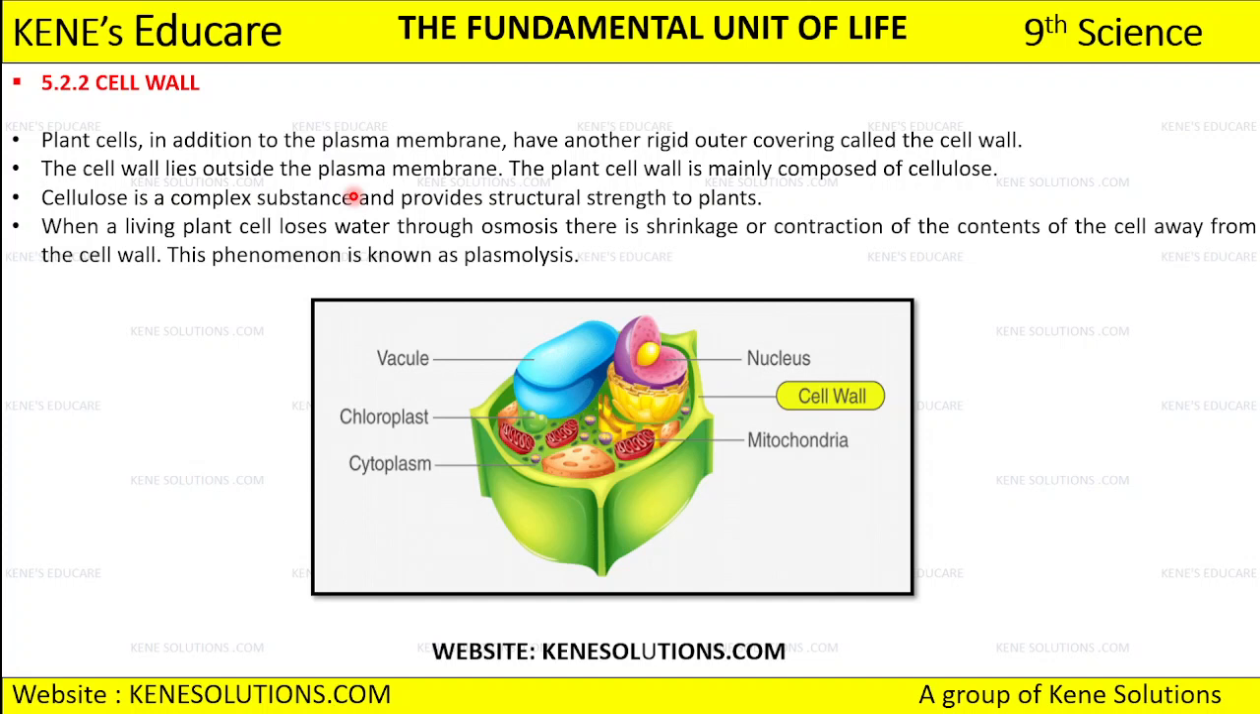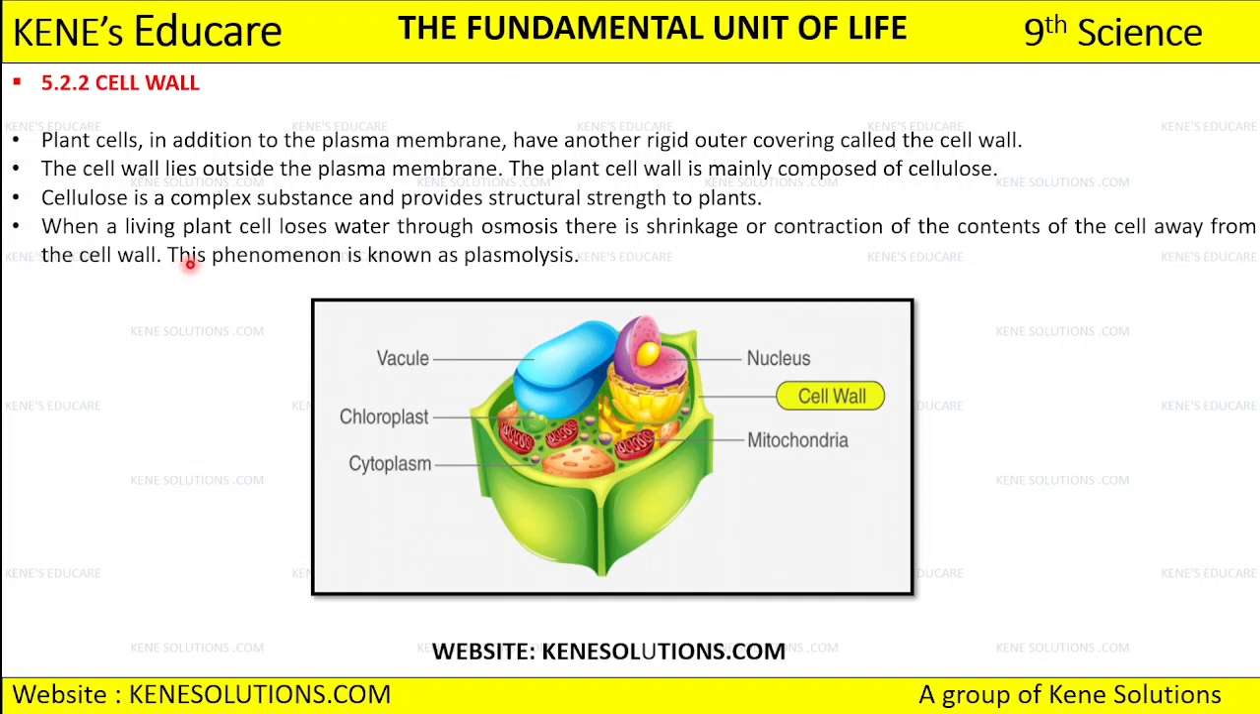What is the plant cell wall made of? Plant cell wall is composed of cellulose. Okay, so what is cellulose? Cellulose is a complex substance which provides structural strength to the plant, because I told you that this is a rigid outer covering. Rigid means hard. So the cell wall is a hard outer covering which gives structure to the plant. Why is the plant getting that structure? Because the plant's cell wall is mainly composed of cellulose, and cellulose is a complex substance that provides structural strength to plants.